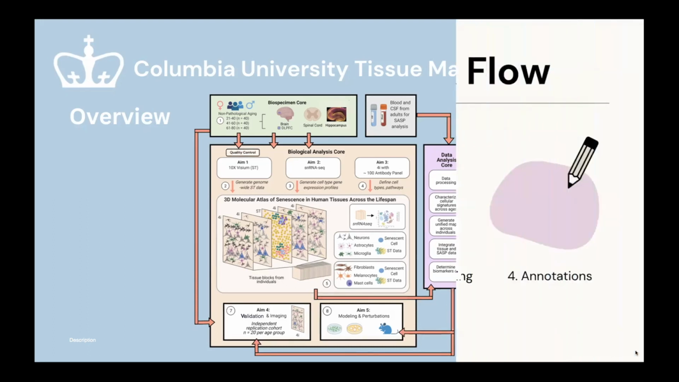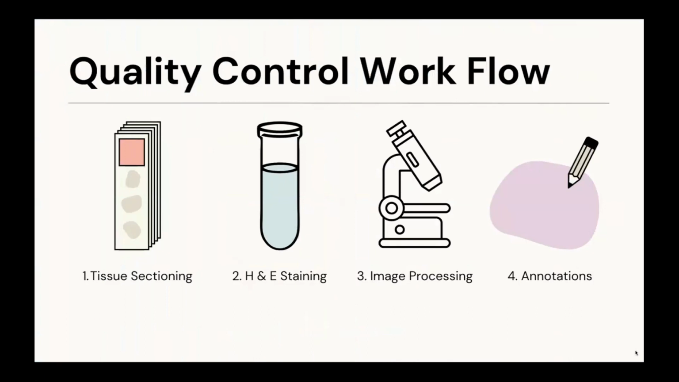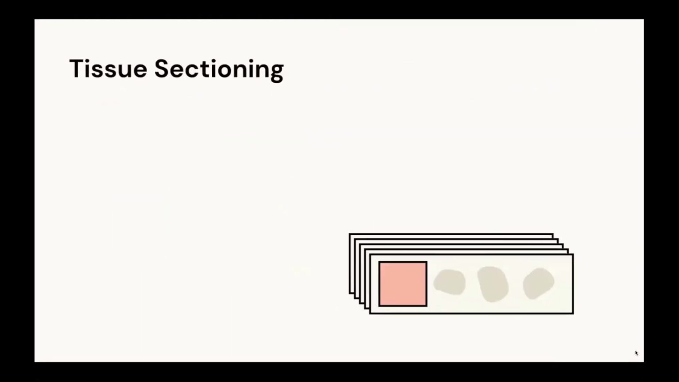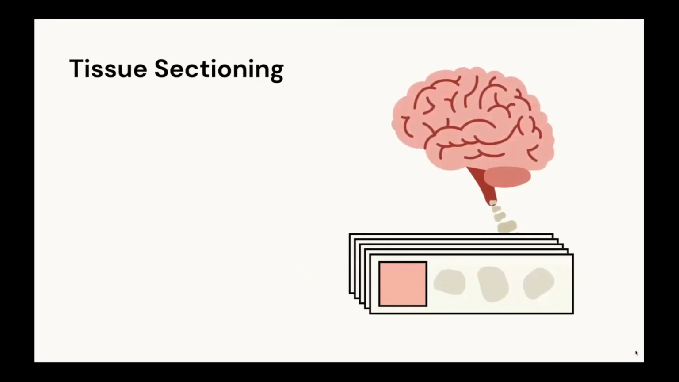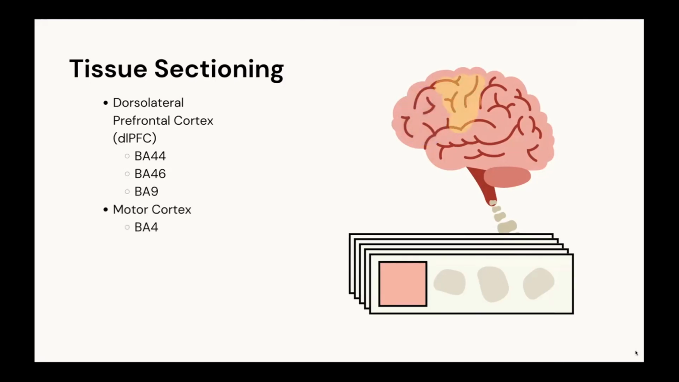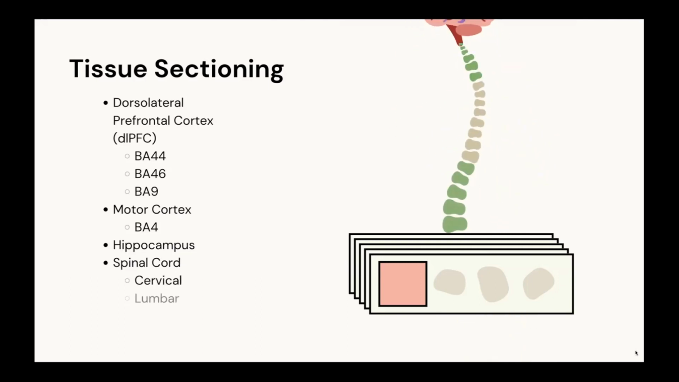Within this overall workflow, my summer internship focused on the 10x Visium quality control process, which included tissue sectioning, H&E staining, image processing, and annotations. As mentioned before, Columbia University's Tissue Mapping Center is conducting research on the brain, which includes the dorsolateral prefrontal cortex and various Brodmann areas, including BA44, BA46, BA9, and the motor cortex in region BA4, the hippocampus, and the spinal cord in the cervical and lumbar regions.